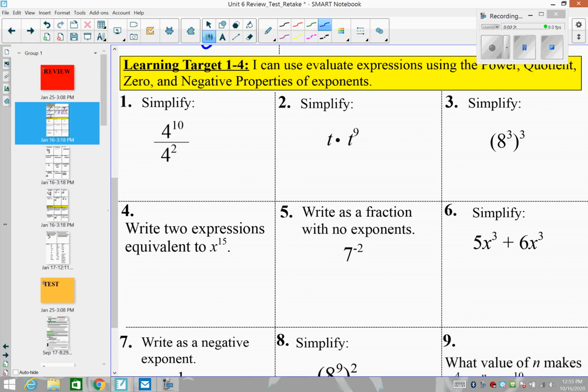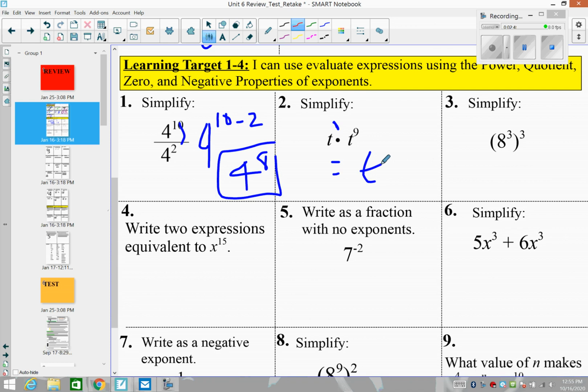Same base, division is the operation. So we would end up with 4 to the 10 minus second power becomes 4 to the 8th power. So we're just subtracting the exponents. Same base, we're multiplying. That's t to the first becomes t to the 1 plus 9th power, which is t to the 10th power.